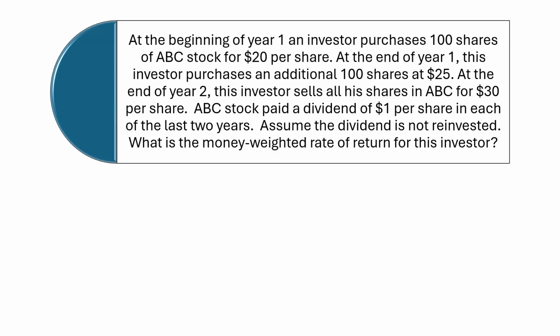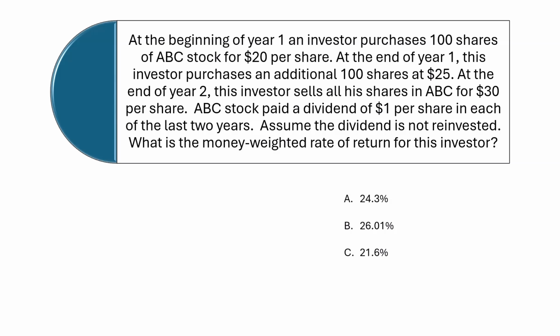At the beginning of year 1, an investor purchases 100 shares of ABC stock for $20 per share. At the end of year 1, this investor purchases an additional 100 shares at $25. At the end of year 2, this investor sells all his shares in ABC for $30 per share. ABC stock paid a dividend of $1 per share in each of the last 2 years. Let's assume the dividend is not reinvested. What is the money-weighted rate of return for this investor? Take a minute or pause the video to see if you can solve this problem.